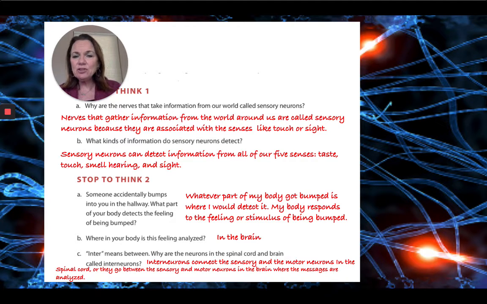C, inter means between. So why are the neurons in the spinal cord and brain called interneurons? Well, because in the relay race, they are in between the sensory neurons and the motor neurons. So they connect the sensory and motor neurons in the spinal cord, or they go between the sensory and motor neurons in the brain where the messages are analyzed or decoded and a response is decided on.